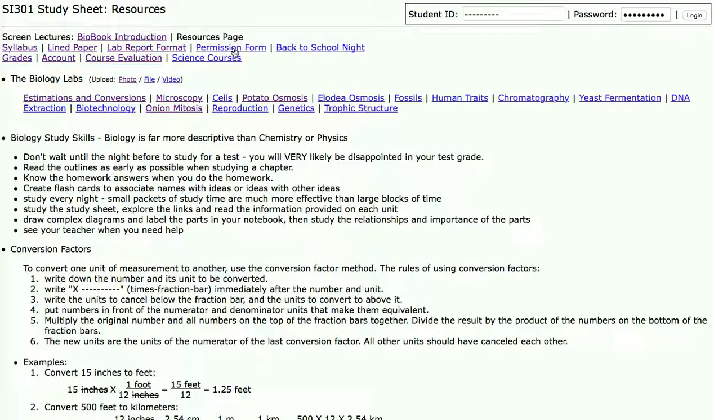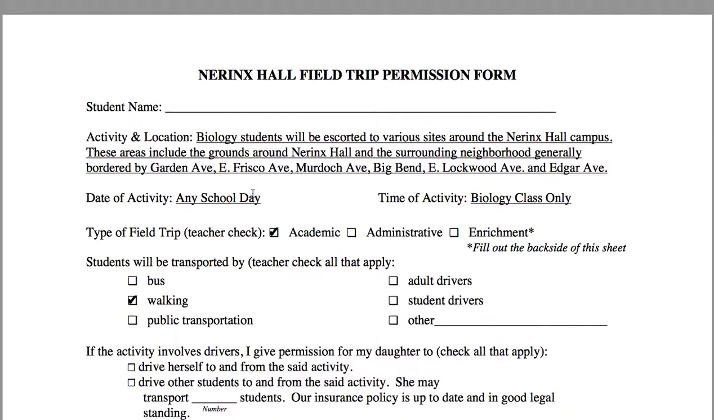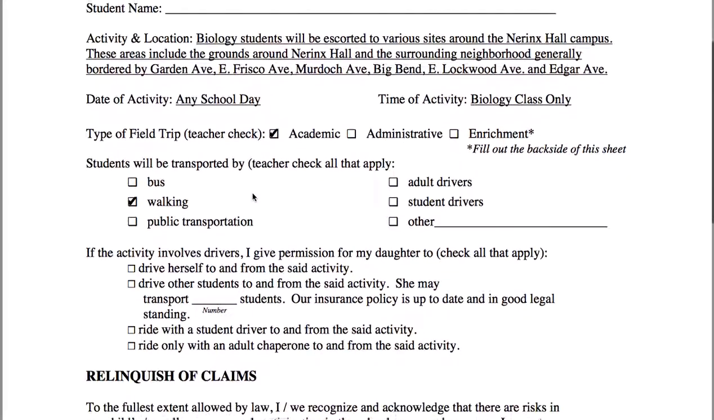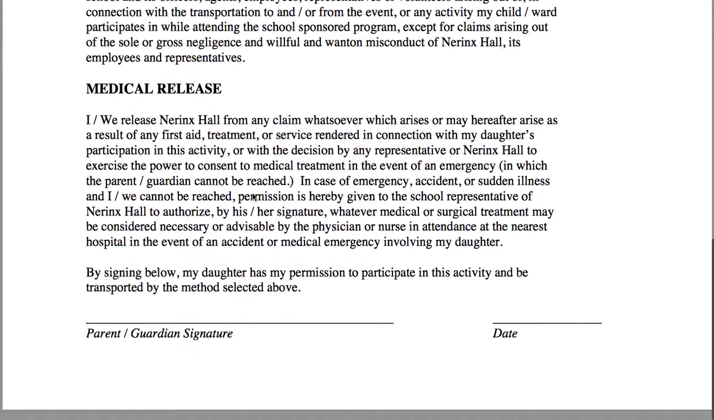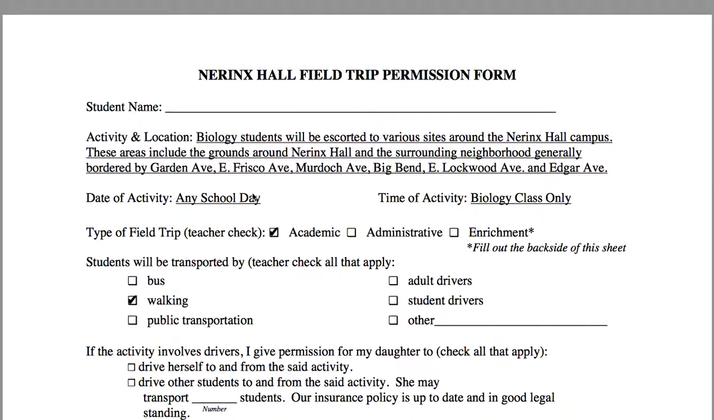This permission form was given to you on the first day of class. This is a replica of it. If you lose the permission form, you can always print this one and turn it in. But this lets your parents know that we will probably be walking outside at some point throughout the year, either to look at trees on or just off campus, or stuff out in the courtyard, whatever. And this gives your parents notice and gives you permission to do that if they sign off on it.